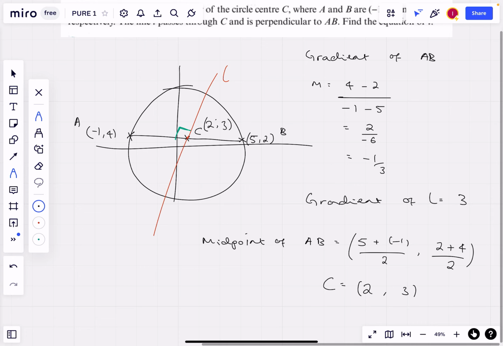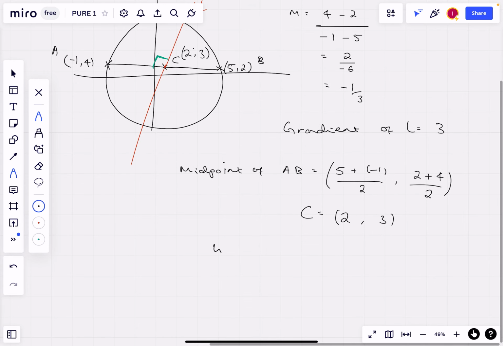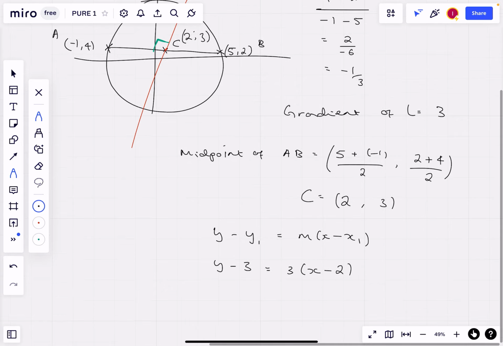You now have a coordinate on the line L. You have the gradient. Now you can work out the equation. y minus y1 equals m times x minus x1. So y minus 3 equals 3 times x minus 2. We're using 2, 3 because that's the coordinate that is on L. Minus 1, 4 is not on L. 5, 2 is not on L, so we can't use those coordinates.